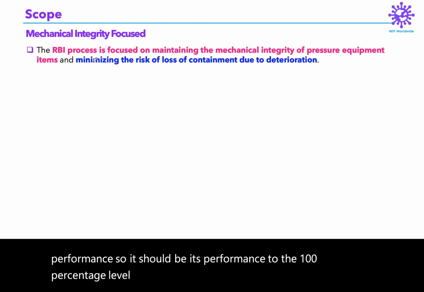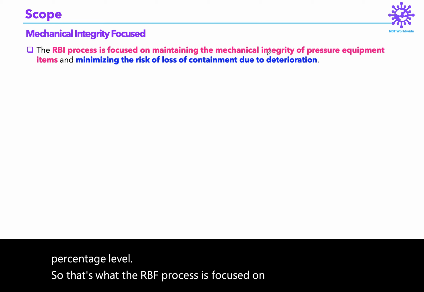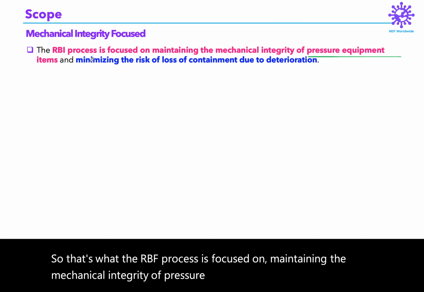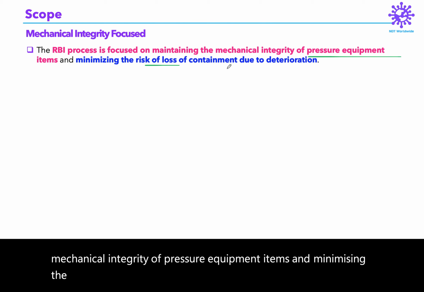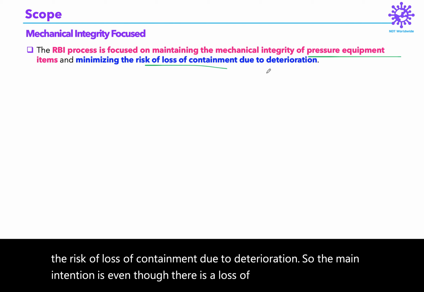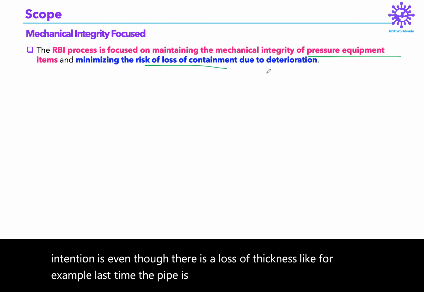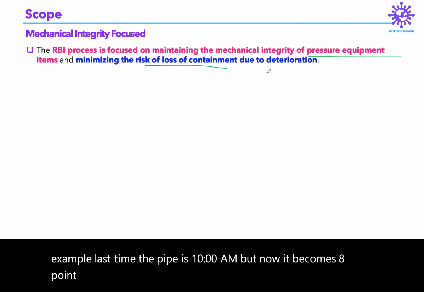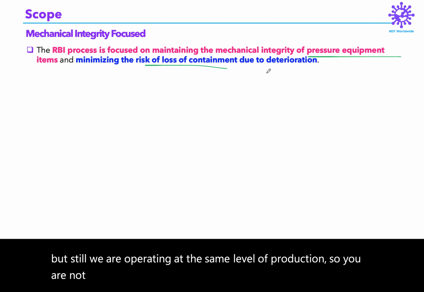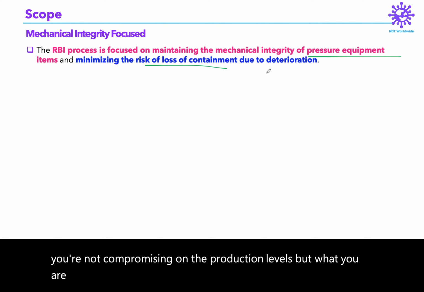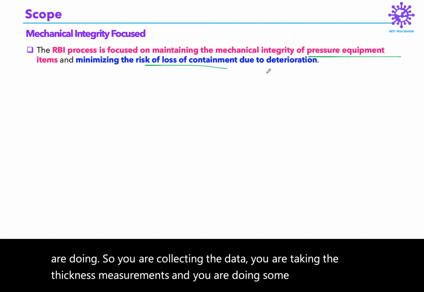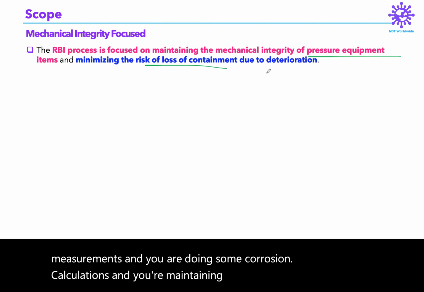So that's what the RBI process is focused on: maintaining the mechanical integrity of pressure equipment items and minimizing the risk of loss of containment due to deterioration. The main intention is, even though there is a loss of thickness, for example last time the pipe was 10 mm but now it is 8.5, you are still operating at the same level of production. You are not compromising on production levels. But you are collecting the data, taking thickness measurements, doing corrosion rate calculations, and maintaining the same IOW, integrity operating windows.